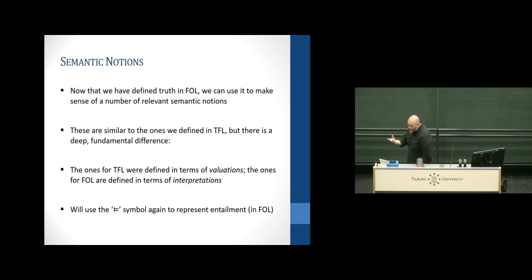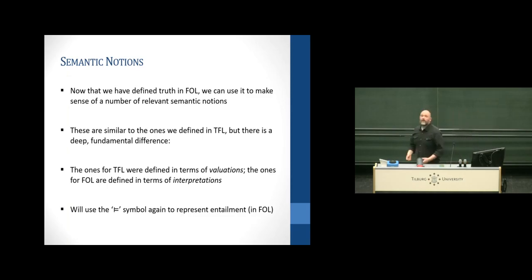So now that we have truth in FOL, we can use it to make sense of relevant semantic notions. These are going to be very similar to all the concepts we had in TFL, with one massive difference. Remember the magic word when we were thinking about semantic notions in TFL. Everything was defined in terms of valuations, assignments of truth values to atoms. We don't have those anymore. Instead, everything is now going to be defined in terms of interpretations, the models that we just talked about constructing.